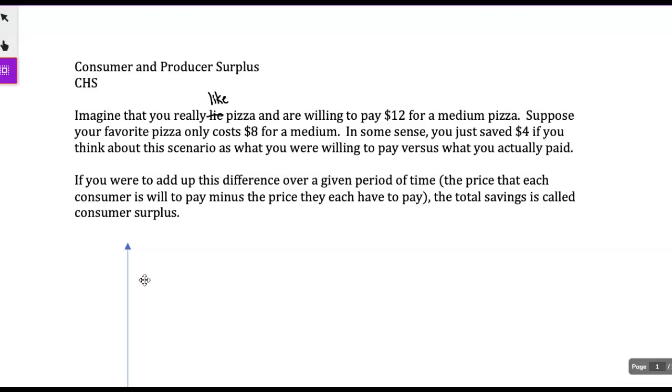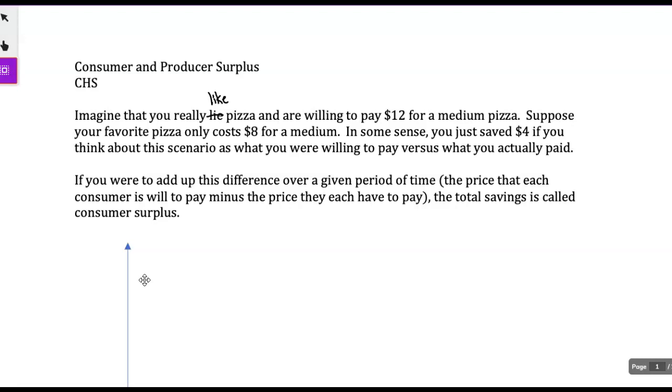So basically, if you think about something that you really like, and so in this example, we're going to use pizza. And let's say that a local store that you buy from, you're willing to pay 12 bucks for their medium pizza. However, they only charge $8 for that. So in a sense, you can say that you saved $4 on that pizza because what you were willing to pay was $12, but the market price of that pizza was only $8.